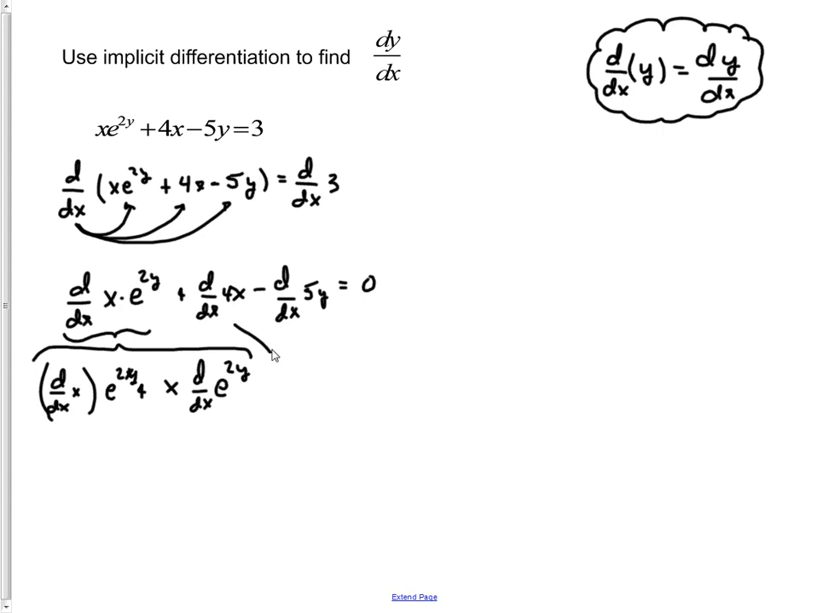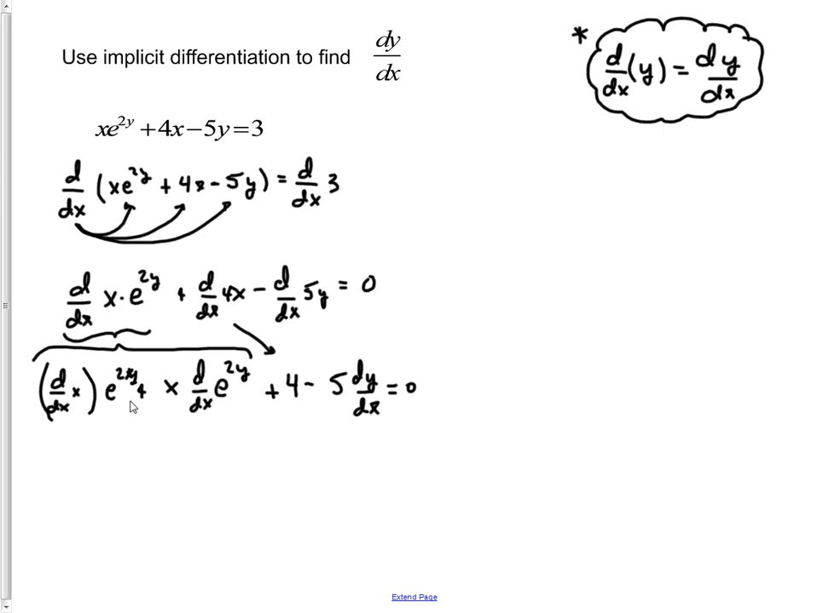Now, in the next term, we're going to have plus the derivative of 4x. We know that's just going to be 4 times 1. Minus the derivative of 5y, and that's going to be 5 times the derivative of y, which we stated up here must be 5 times dy/dx, equals 0.